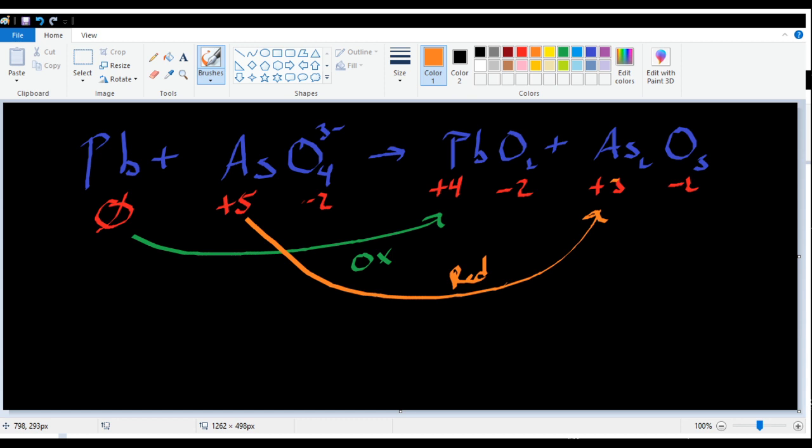Okay, so just dashing through our reduction and oxidations. Lead is being oxidized from 0 to positive 4. Arsenic is being reduced from positive 5 down to positive 3. So now we split it into our half reactions.